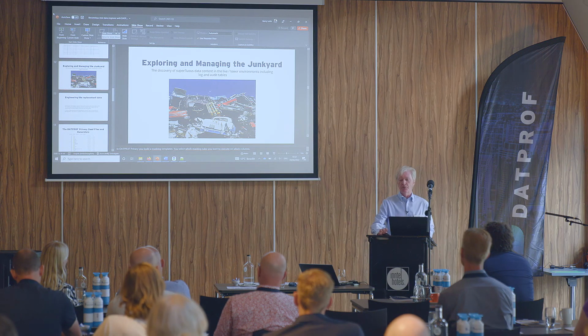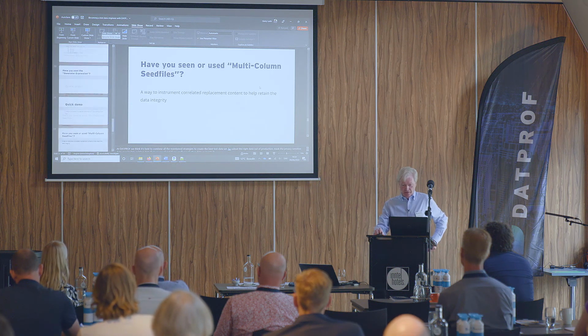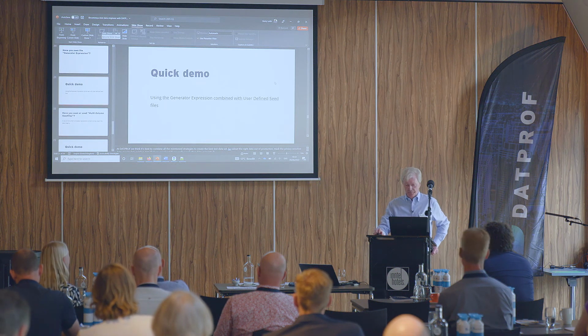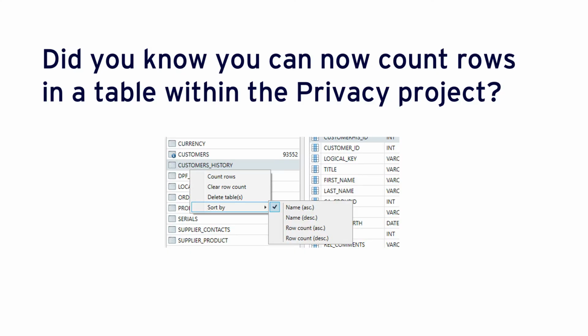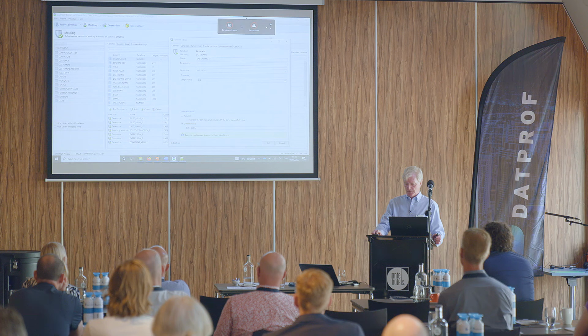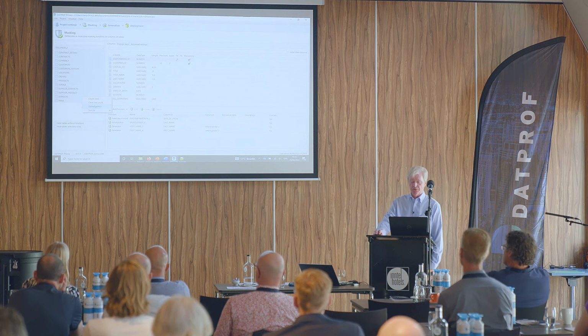We were going on and we were exploring the junkyard. We've added in our own things. I've shown you the generator expression. I've shown you the multi-column seed files that I wanted to do. There's one other new feature within DATPROF Privacy, and that's the fact that you can now count rows. It's useful to understand what you're dealing with. So the way that this works is very, very simple. Choose all the tables, or choose the table that you're interested in, and count rows.